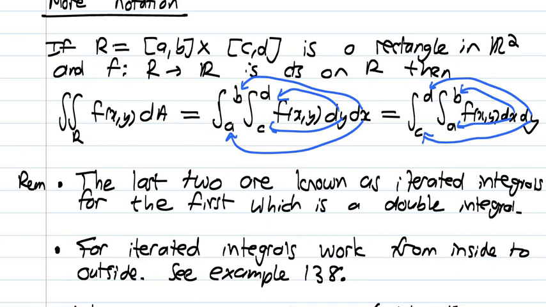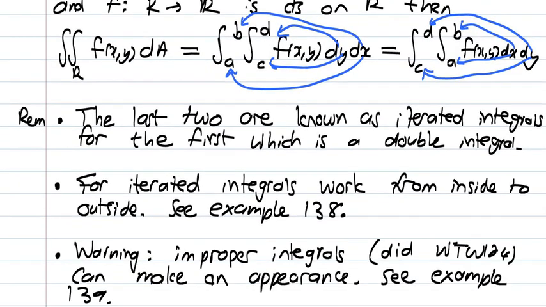Now for iterated integrals we must work from the inside to the outside, and you can see example 138, or an example I will do shortly. Now as a bit of warning, sometimes improper integrals make an appearance. So remember we did improper integrals in 1 to 4, so please do example 139 in the notes. I'm not going to do that in today's video.